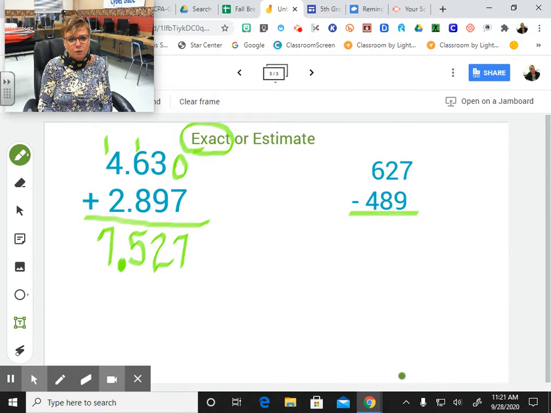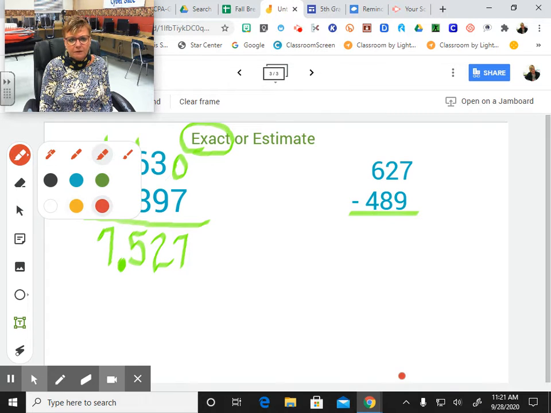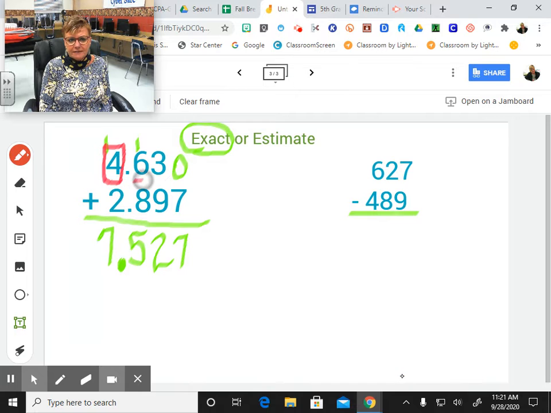Now, it's according to how you were wanting to estimate. Say you wanted to just know about how many. You want to round to the nearest whole number and estimate. Remember, whole number means the ones place. No digits after the decimal, just ones place. So 4 and 63 hundredths. Let's switch colors here so we can see it. We've got 4 is in the ones place. That's the whole number. So I look next door and I have a 6. That's 5 or more. So that's going to bump it up 1.